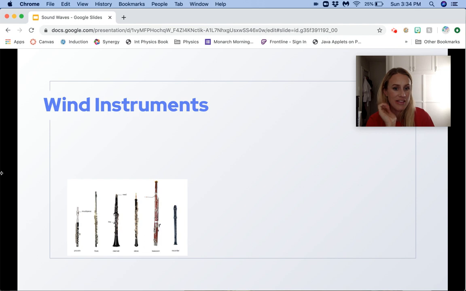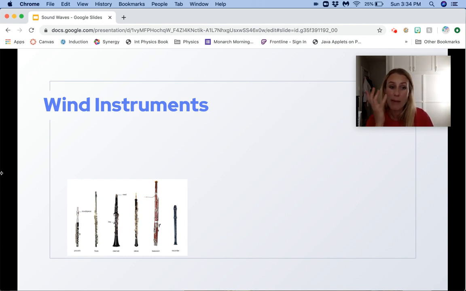Okay, so there's some wind instruments right there. Now you can see that on the very far left right there, that's a piccolo. And then we have a recorder on the far right, but one in from the right, that's a bassoon. Now, I don't know if you guys know what a bassoon is. My husband actually played the bassoon, I think in like middle school or something like that. But it's a very, very big instrument.